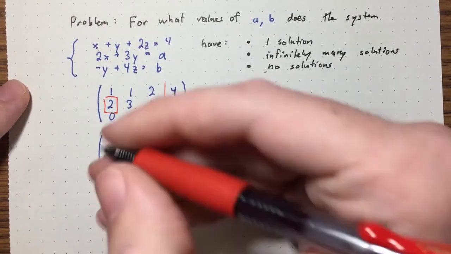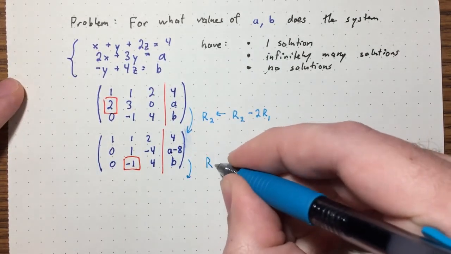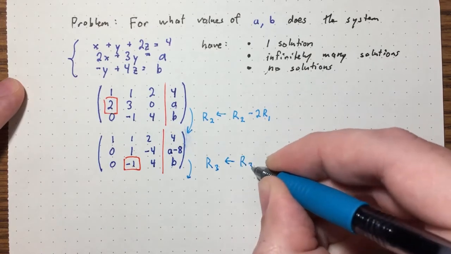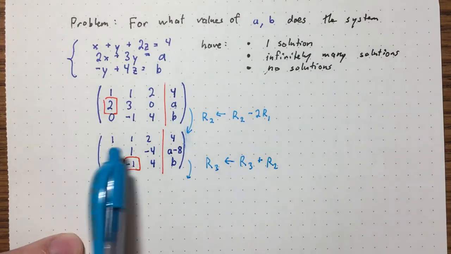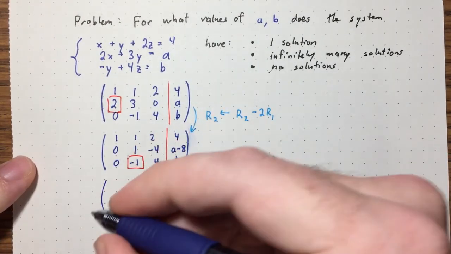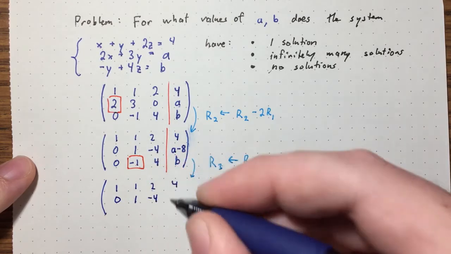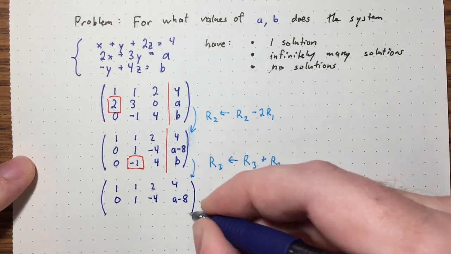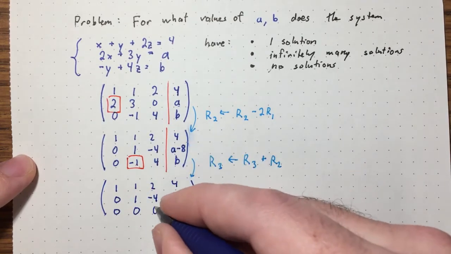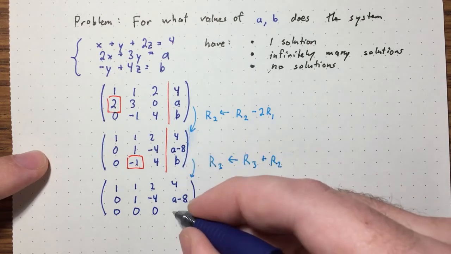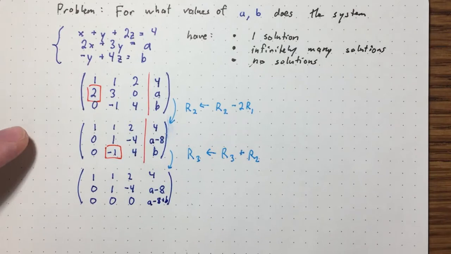So let's try to turn that negative 1 into a 0. To do that, we're going to take our old row 3 and subtract off, or I guess we'll just add the second row. We'll add 1 copy of the second row. And what happens, we get this: 0, 0, 4 plus negative 4 is also 0. What do we get here? We get A minus 8 plus B.